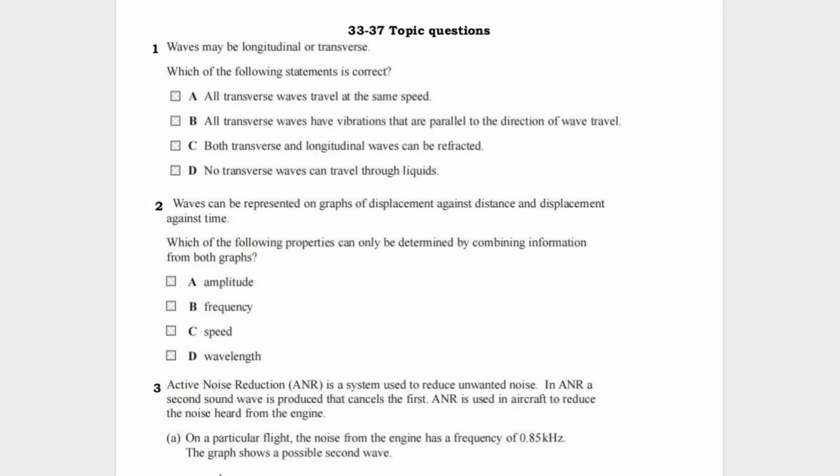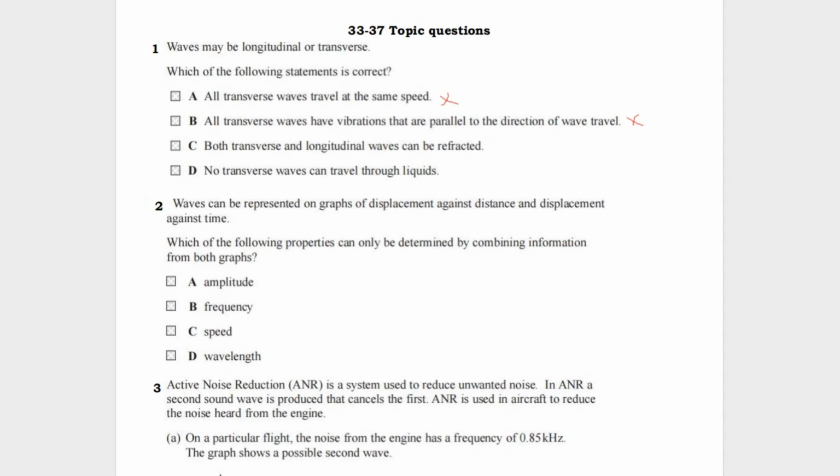So the first one is, all transverse waves travel at the same speed, which is wrong because light waves and water waves are all transverse waves, but they are not at the same speed. So option B is, all transverse waves have vibrations that are parallel to the direction of wave travel. That's also wrong because if the vibrations are parallel, then it is a longitudinal wave. In the case of transverse waves, the vibrations are perpendicular to the direction of wave travel.